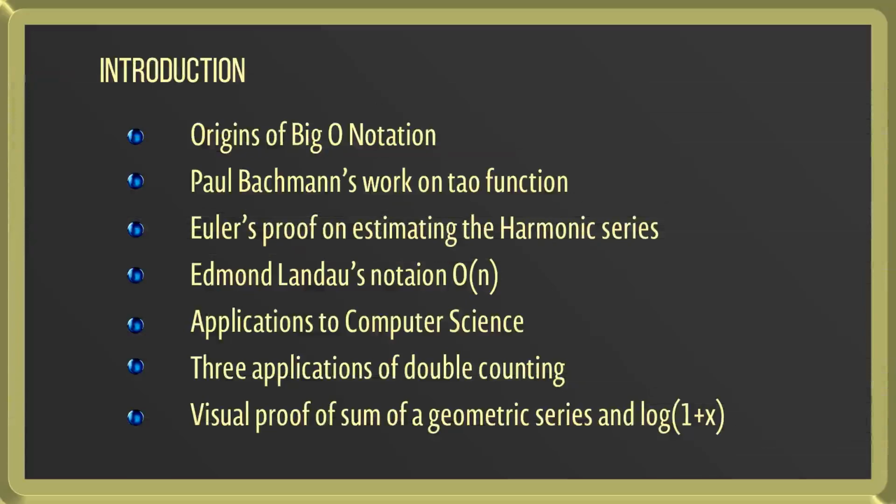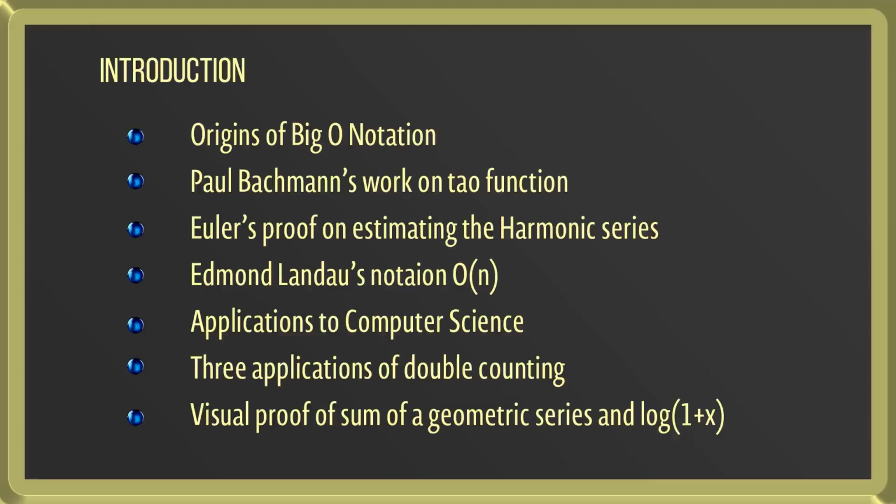In this video, I discussed the big O notation. The origin of this notation is in the 1894 book of Paul Bachmann, where he is estimating the total number of divisors, tau of n, of all numbers up to and including n.